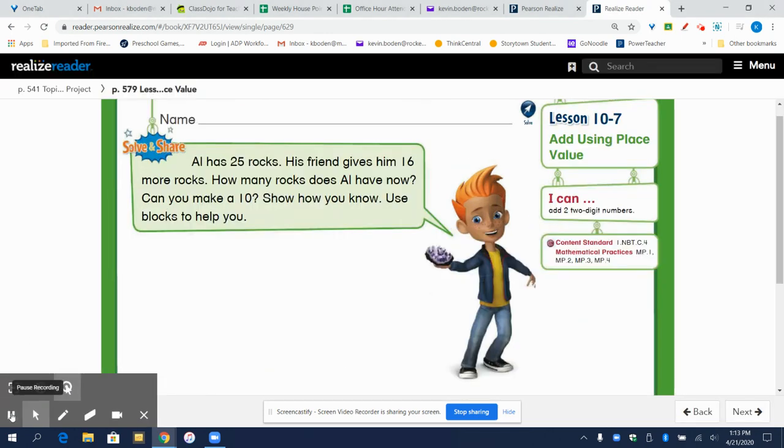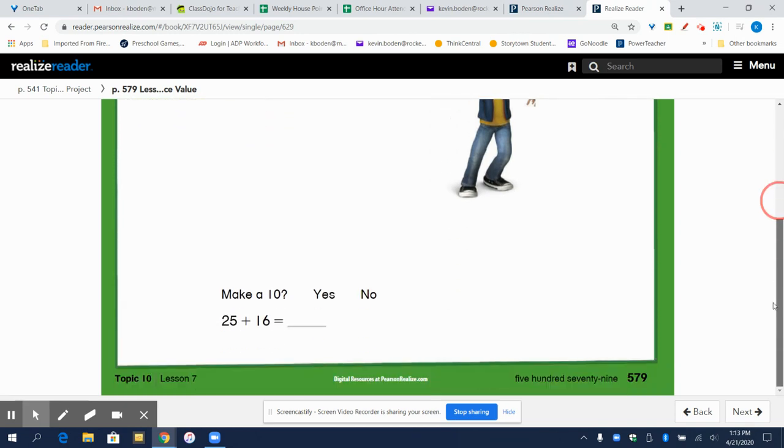All right, it says Al has 25 rocks. His friend gives him 16 more rocks. How many rocks does Al have now? Well, let's find out. Can you make a 10? Show how you know. Use blocks to help you. If we were in the classroom, I'd give you some counting cubes so we can draw a picture of these blocks. But for now, just like yesterday, we're going to draw this equation. 25 plus 16. 10, 20, 1, 2, 3, 4, 5, plus 16. 10, 11, 12, 13, 14, 15, 16.